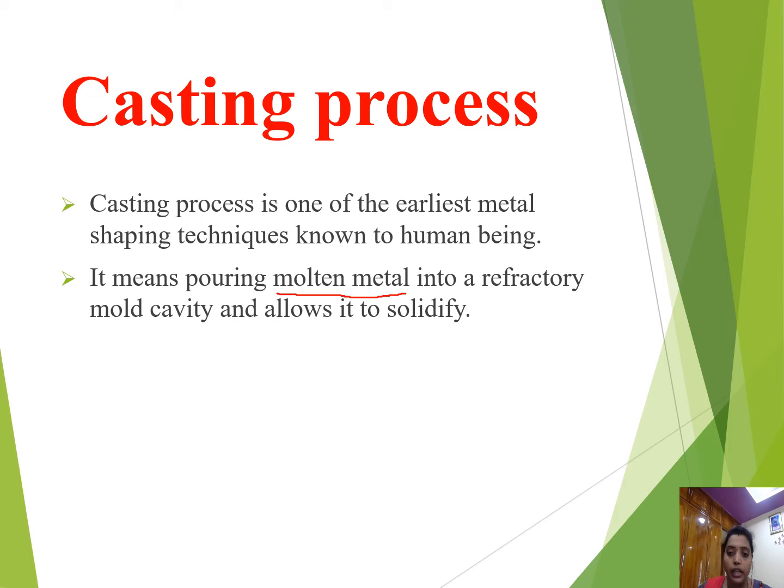Here we are pouring that molten metal into a refractory mold cavity and allowing it to solidify. After the solidification, what will we get? We will get the required part, through the casting process. First of all, we melt the raw materials. That melted material is known as molten metal, and we pour that molten metal into a refractory mold cavity and allow it to solidify.